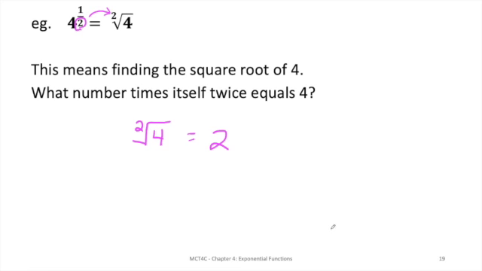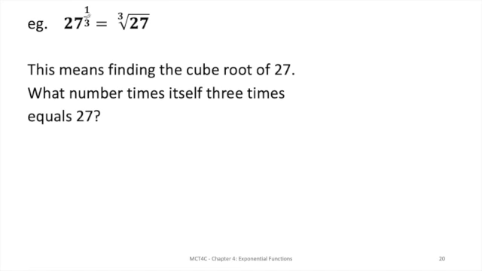Okay, same thing here again. You take the denominator, that's what goes out front of your radical. Okay, so this means finding the cube root of 27. So what number times itself 3 times equals 27? And well, if you know any exponents, it would be 3. Okay, so your answer there would be 3.